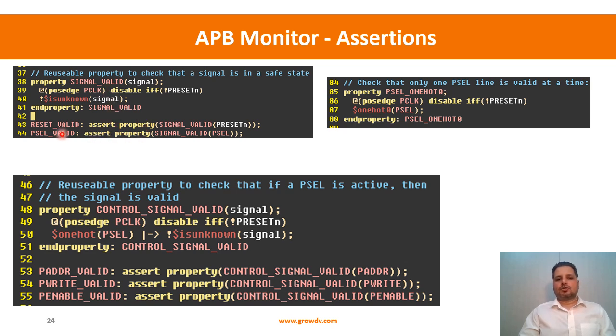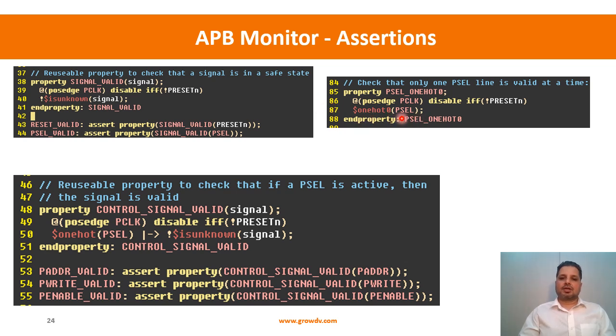Note that unless you combine the property with the assert directive, it's not going to become active. So we have done that, and we have given a name. It's important to give the name so that when it fails, you will get to see the name. It makes it easy to debug. And then we have the property PSEL onehot0. Then similarly, all these properties are being triggered at the positive edge of PCLK and disabled when the reset is asserted, and we are using onehot0 of PSEL.